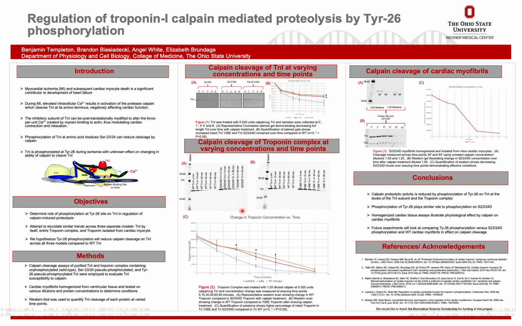Here we have 2 representative westerns. Here comparing wild type and S2324D, and in figure B comparing wild type to Y26E. Both here are showing reduced cleavage between the S2324D and Y26E time points compared to wild type. And this quantification graph further illustrates that point, where across multiple time points we see significantly reduced cleavage in our phosphorylated protein TNI complexes, troponin complexes.